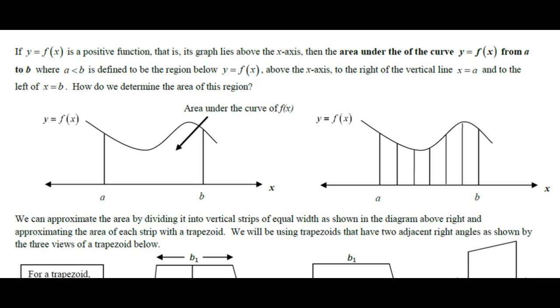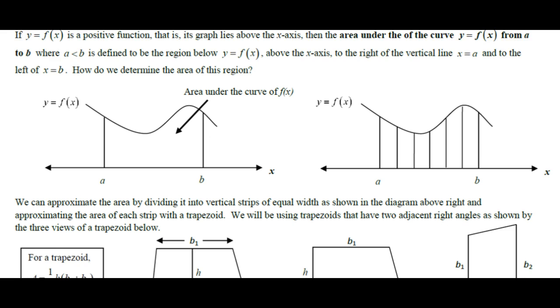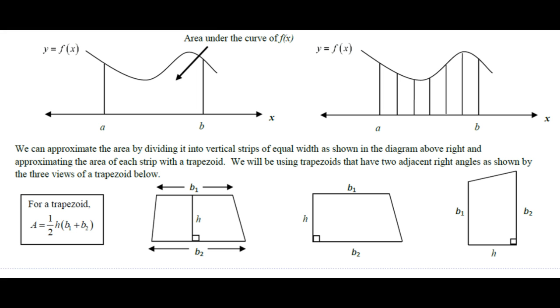So the idea is that we can start off by approximating the area by dividing it into vertical strips of equal width, as shown in the diagram above right, and approximating the area of each strip with a trapezoid. We'll be using trapezoids that have two adjacent right angles, as shown by the three views below. So we're looking at a trapezoid in this orientation. This is the height. These parallel sides are b1 and b2, and the area is one half h times the sum of a plus b.